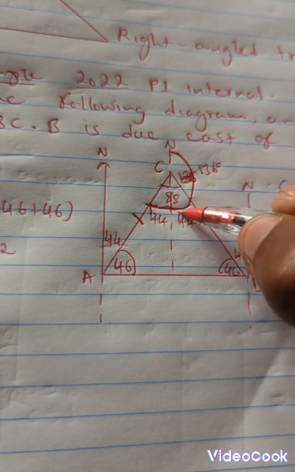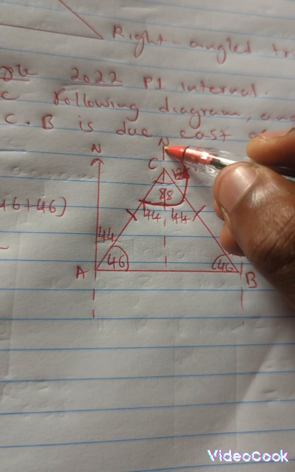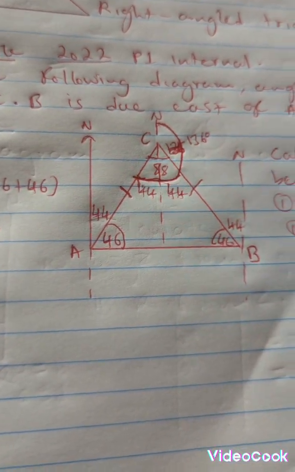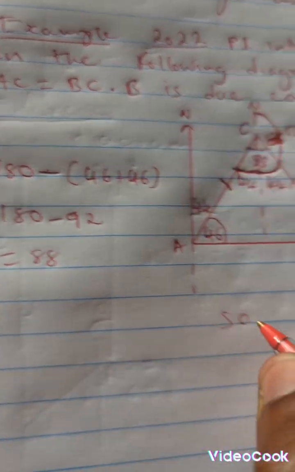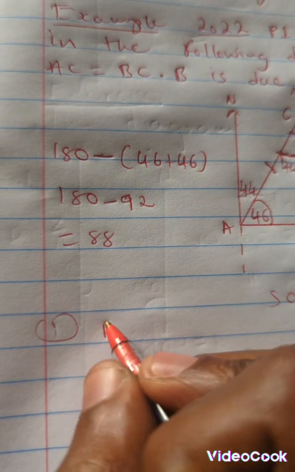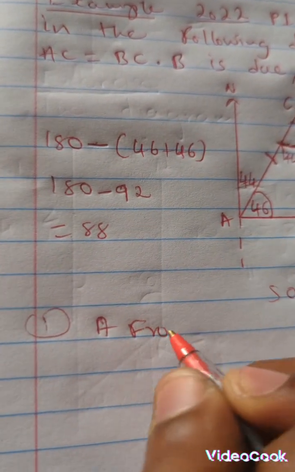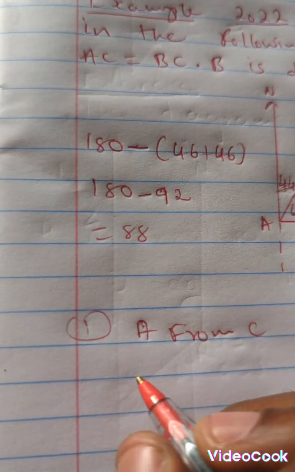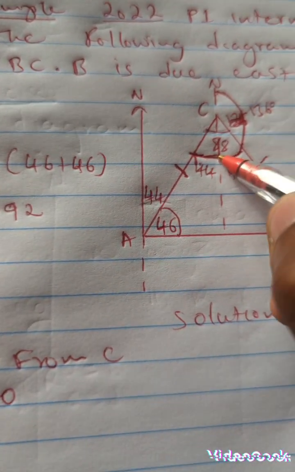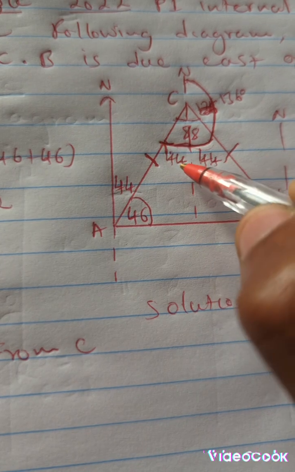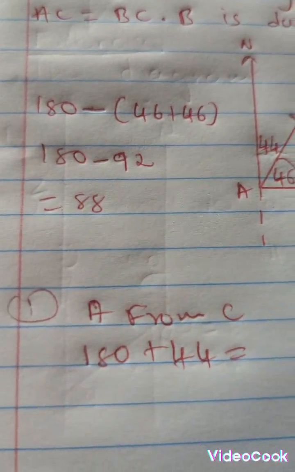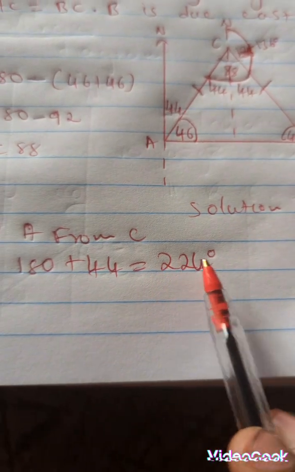They need this entire angle. Now we know that from here up to here it's 108, and then this angle is 44. So the first one, we're going to say solution. For the first one, the bearing of A from C will be 180, which is from here up to here. Then from here up to here, we know that is 44, so it will be plus 44. What are we going to get? When we punch, we're getting 224.